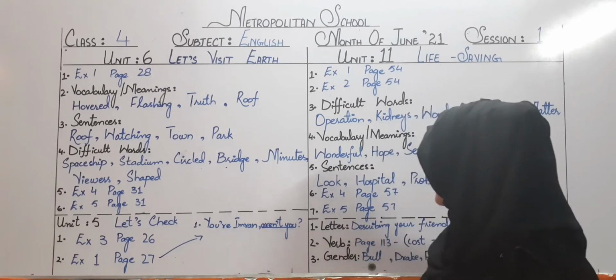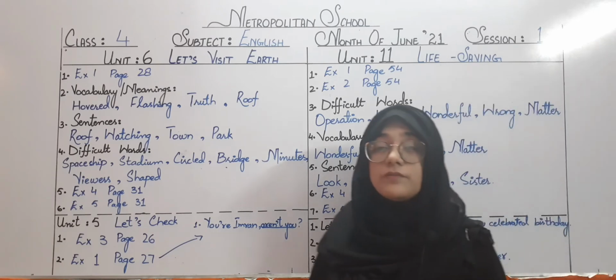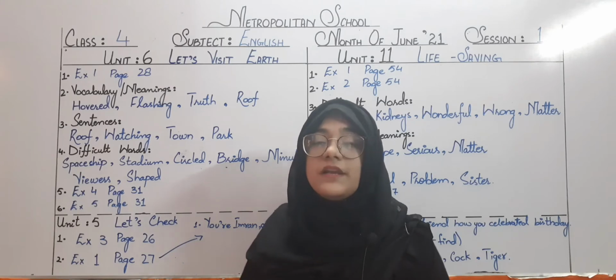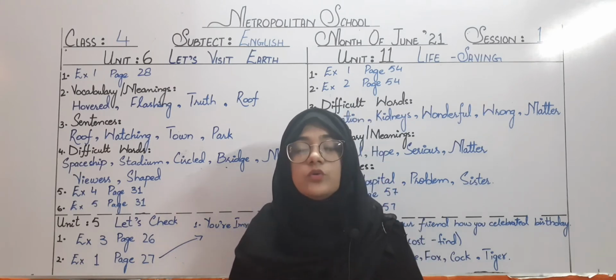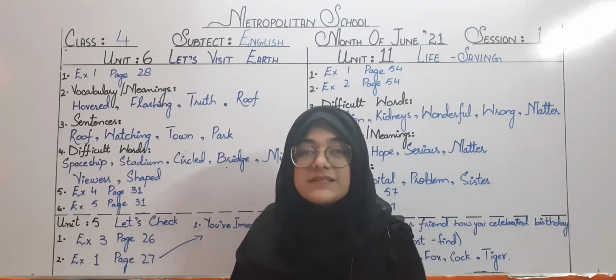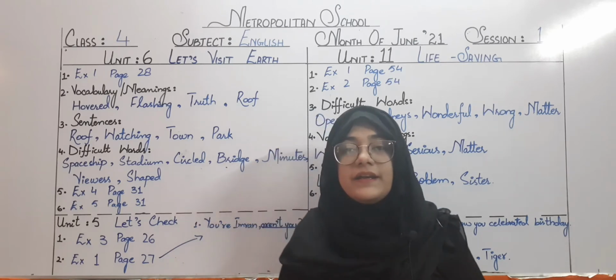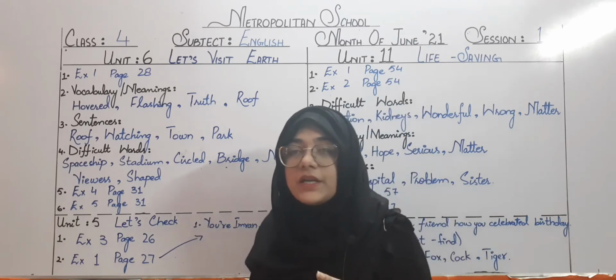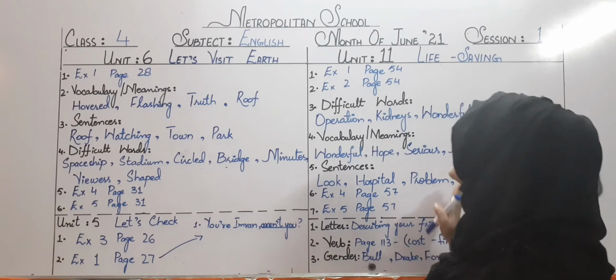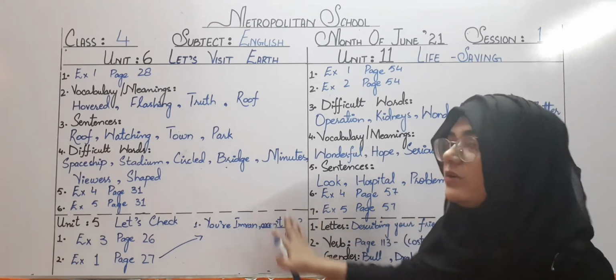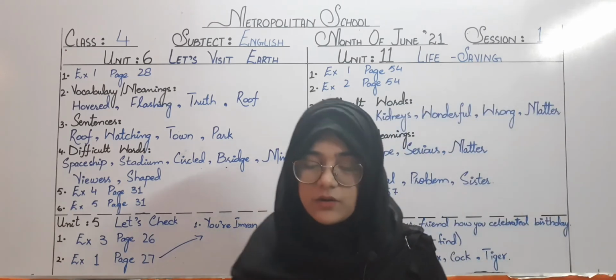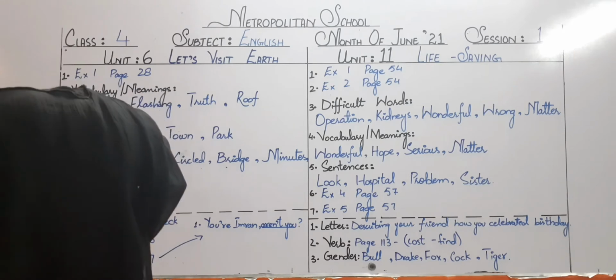Then we have exercise 5 on page number 57, which comprises true and false statements related to the chapter, and we have to correct the false statements. For the statements which are false, we have to write the true sentence of that particular statement, right? So this is all which we have covered in the units, my dear students. Now we are going to start with the grammar work.